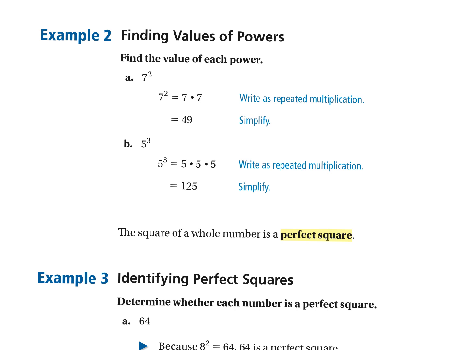It's 5 times 5, which is 25, times another 5, which is 125. The square of a whole number is called a perfect square. Kind of like that example with the cans and the investigate, how each layer was a perfect square. 9 times 9, 8 times 8, 7 times 7. Those are considered perfect squares.